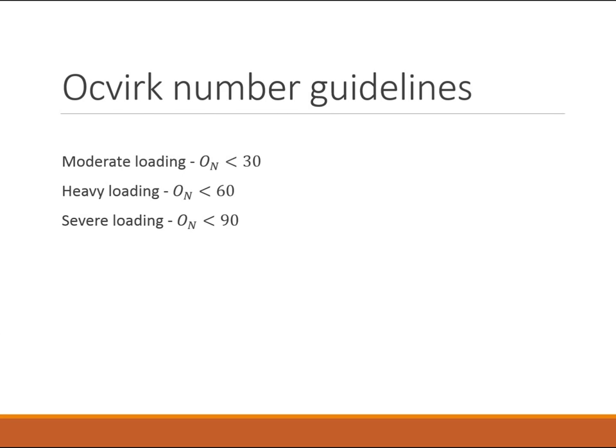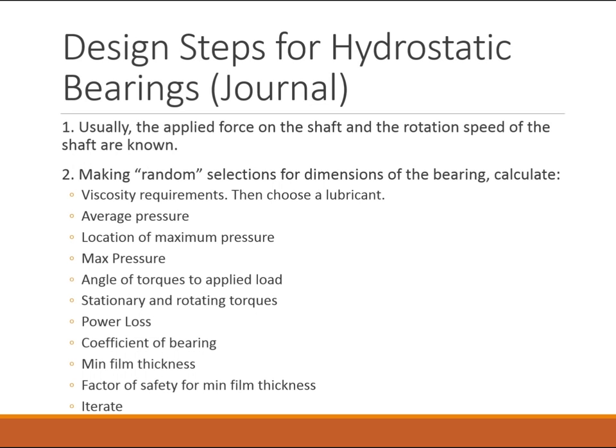Here are the guidelines. If we have a moderate loading condition, then we're going to aim to have an Ocvirk number less than 30. If we have a heavy loading condition, we're going to aim for the Ocvirk number to be less than 60. And if we have a severe loading, we'll aim for the Ocvirk number to be less than 90.